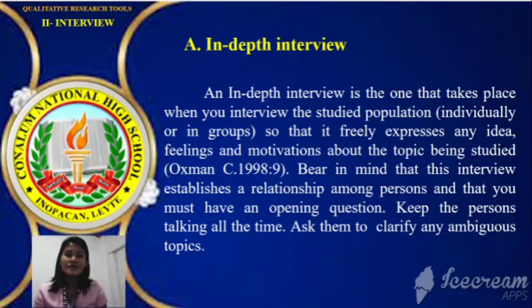So when we say in-depth interview, as a researcher, you have to initiate questions and then you just have to listen to your respondent while he or she is talking. As the interviewer, you simply listen while the respondent is talking. And then after that, we can sort out the necessary information that is needed for our research topic. So that is in-depth interview. We are building good relationships with our respondents.